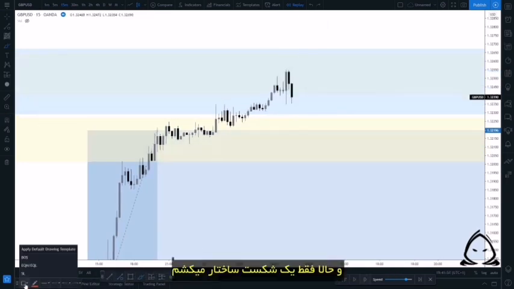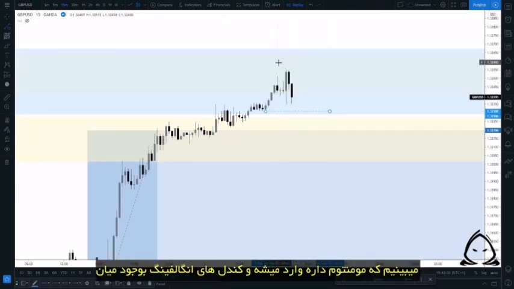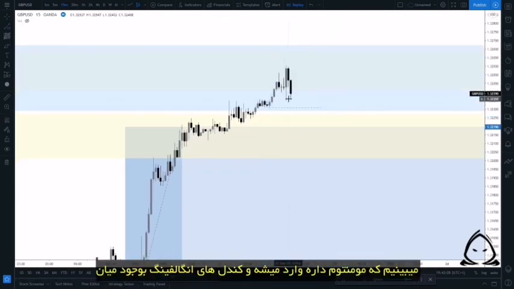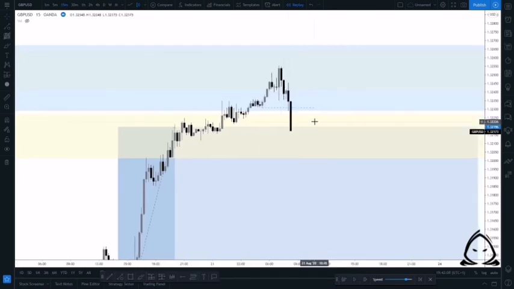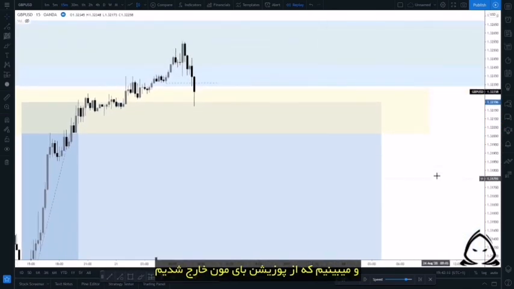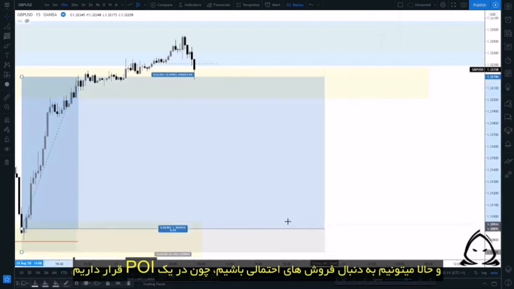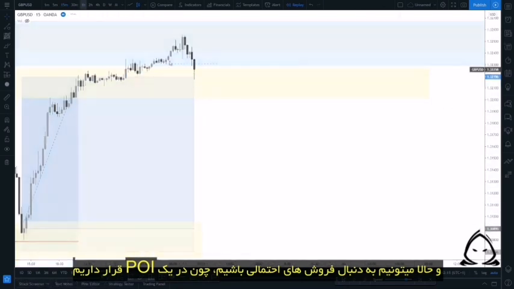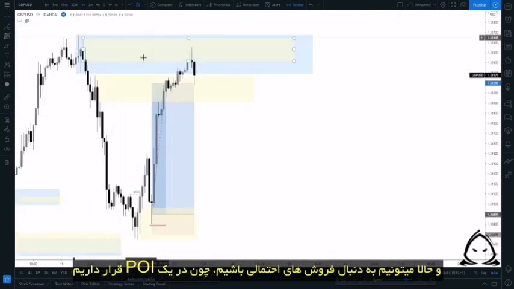And what I'll do is just draw on a break of structure as we're starting to see some momentum coming in. We're getting engulfing candles that are now taking over. And we can see that we've been taken out of our long, and we can now start to look for potential sells because we're in an overall point of interest that we're looking at.